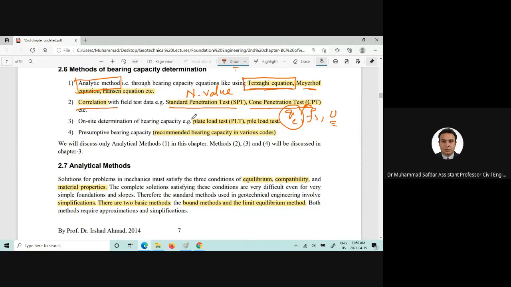Now we can also determine the bearing capacity of the soil using the plate load test and the pile load test, and you might have performed the plate load and pile load test, or even gotten the demonstration for the pile load test in the Geotech 2 course. There are other methods which are based upon various codes, and the code provisions will give you an estimate of what we will get as the bearing capacity of that particular soil.